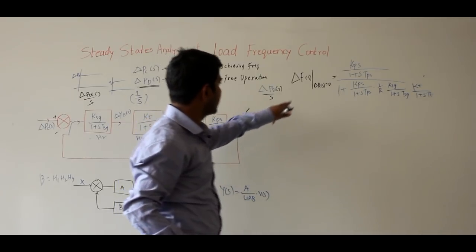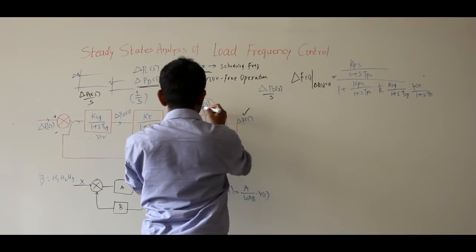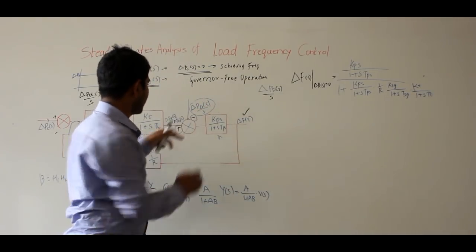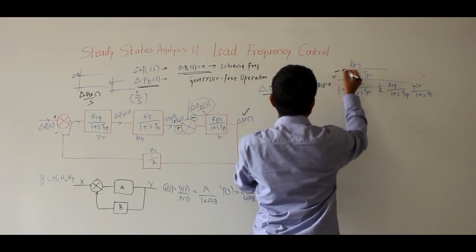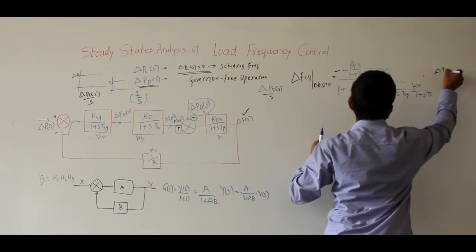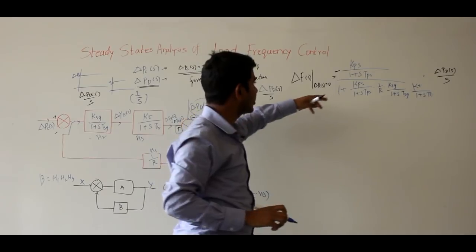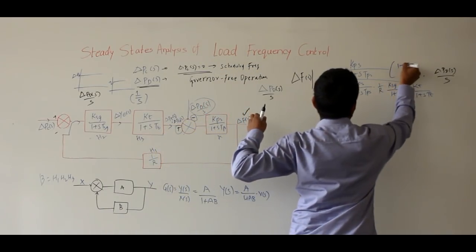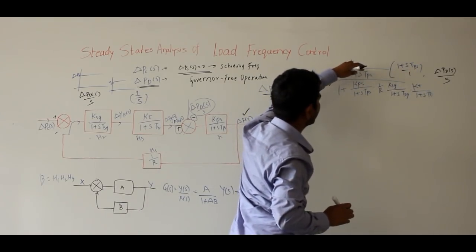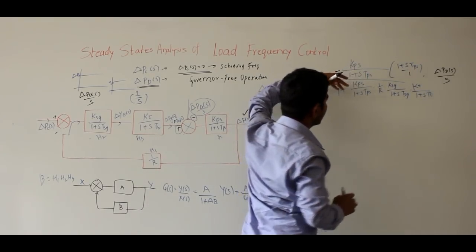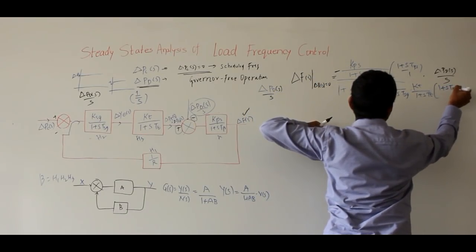So here I have written Y of S, so I should write here X of S, and your X of S is minus delta PD of S upon S, because here the symbol we are having is negative. So I will write minus here simply, and this will be delta PD of S upon S. Now what we can do is multiply the numerator and denominator with 1 plus S into TPS upon 1, so that I can eliminate this denominator term in both numerator and denominator, so that we can get easy calculations.